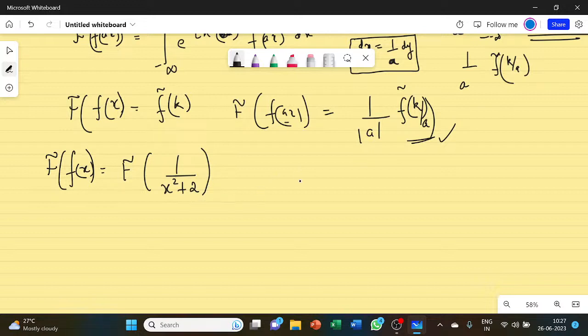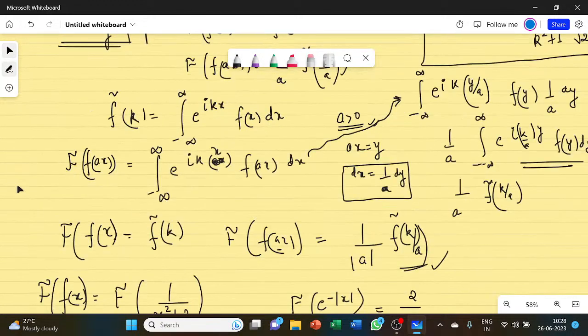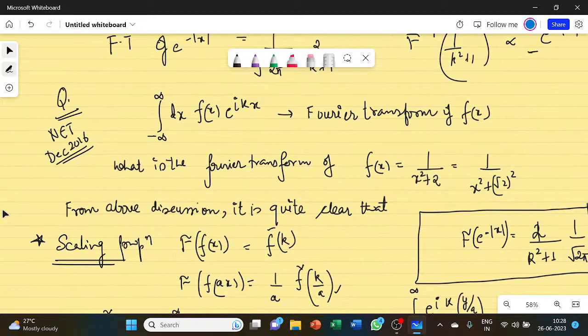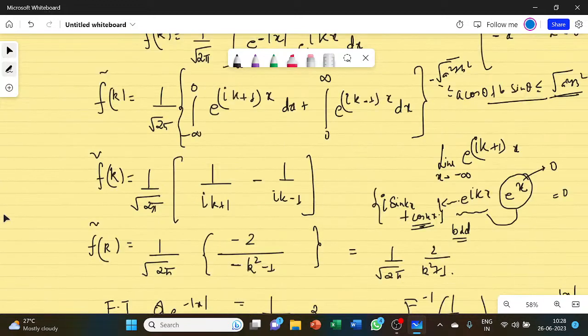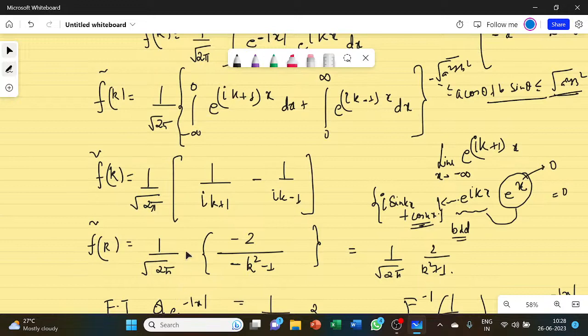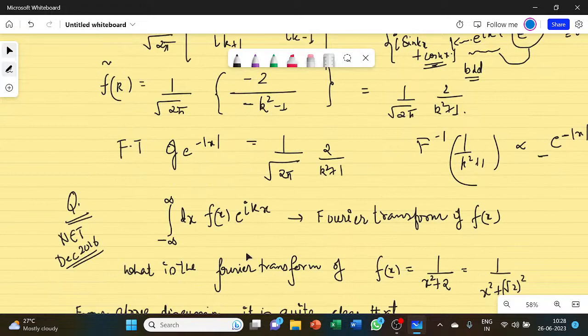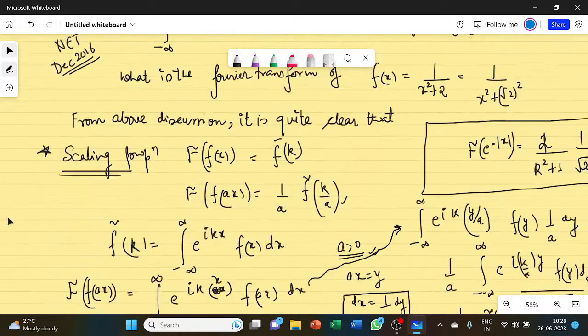So we know that the Fourier transform of e to the power minus modulus of x was, I think, if you use 1 upon root 2 pi, it's fine. If you don't use it, then it is 2 upon k square plus 1. This is how I think the answer was. If you remember, let me show you. Here it was. So if you want to use 1 upon root 2 pi, it's up to you. If you don't want to use it, then it is 2 upon k square plus 1, because the definition says so, therefore I'm not using it.